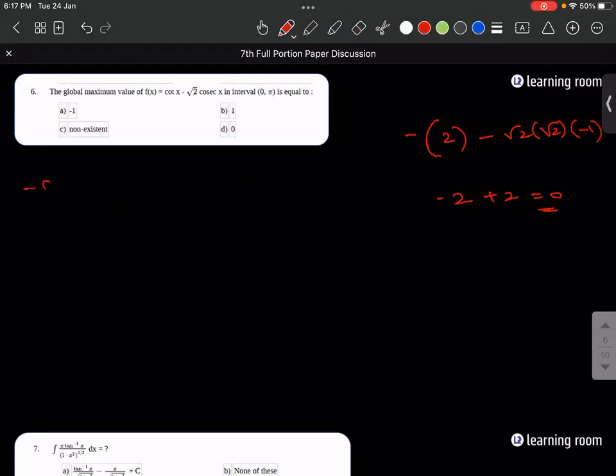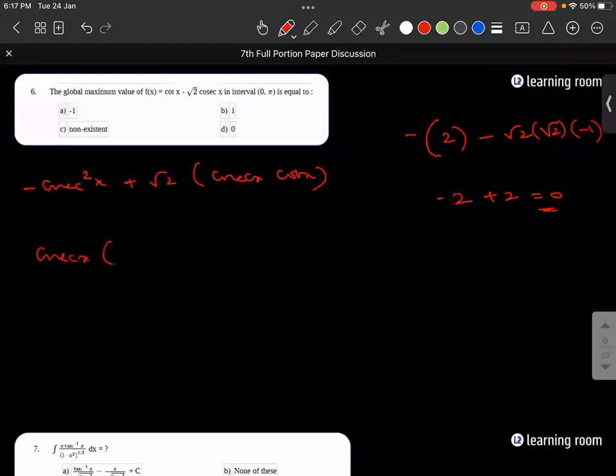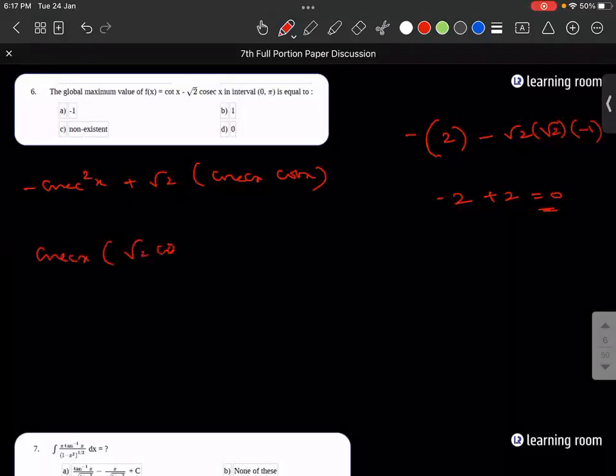I differentiated. So minus cosecant square x minus root 2 into cosecant x cot x. So this will be plus actually. Correct? Because derivative of cosecant x is minus cosecant x cot x. So I'll take out cosecant x outside, and I'll have root 2 cot x minus cosecant x is equal to 0.